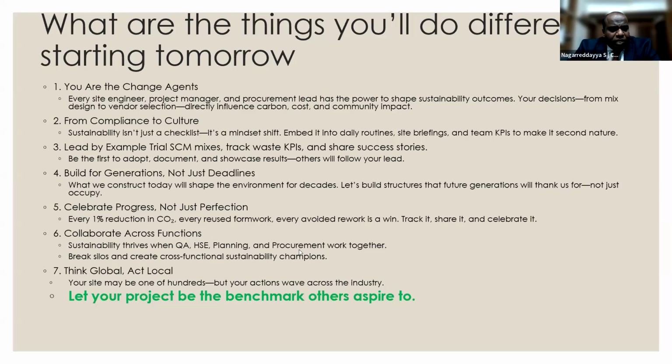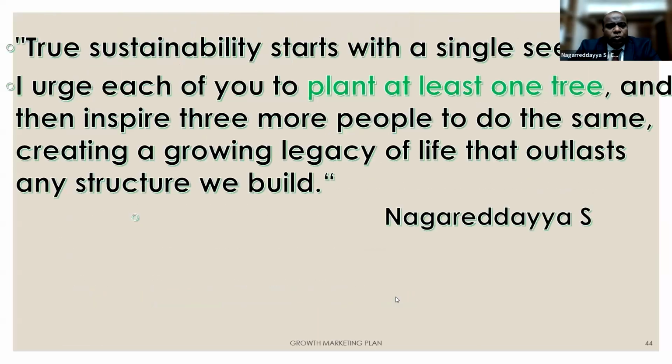Collaborate across the functions: quality assurance, HSE, planning, procurement all have to work together, not in silos. Think global and act local. Your site may be one of hundreds, but your actions wave across the industry. Let your project be the benchmark others aspire to.